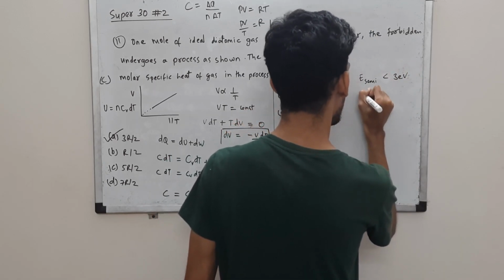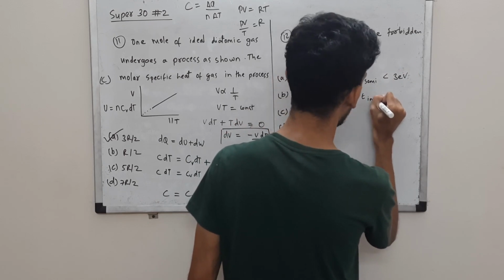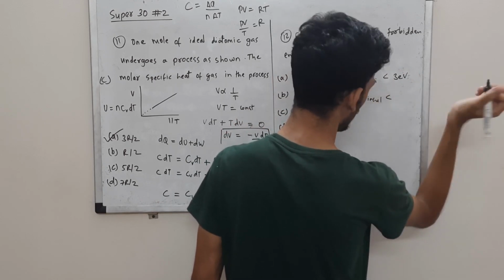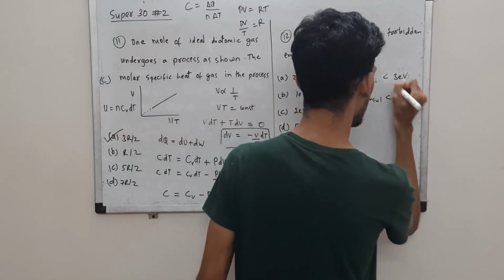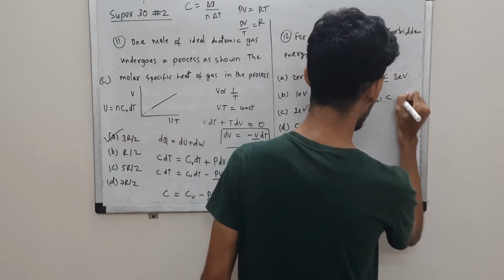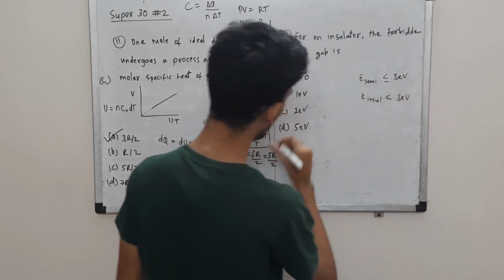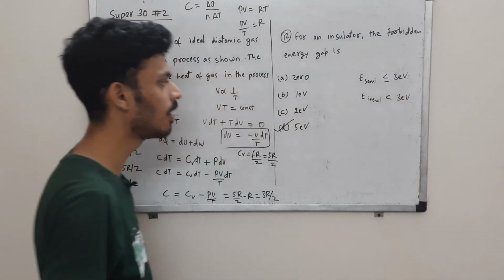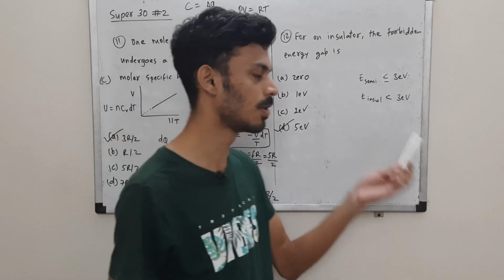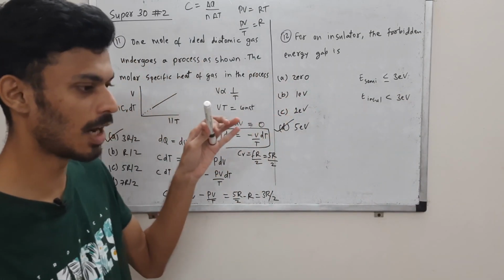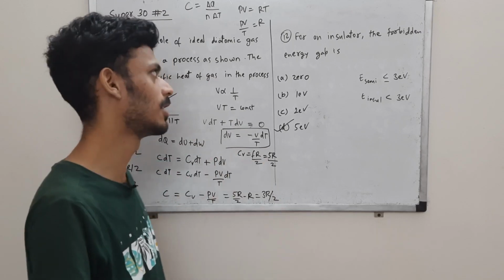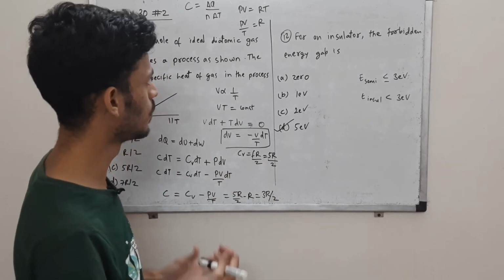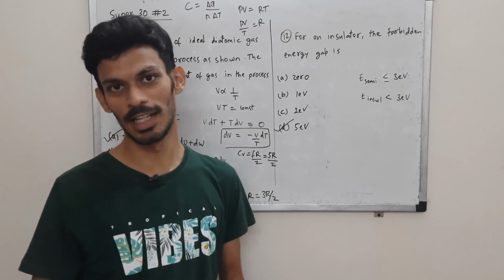And for your insulators it will be greater than that, about 5. Actually 5 is the answer over here. So ideally semiconductors are about 3 and insulators are greater than 3. Only one option, which is option B, 5 electron volts. For insulators the energy band gap is more, hence there is no transition from the valence band to the conduction band. So that's question 11 and 12. Over to the next question.